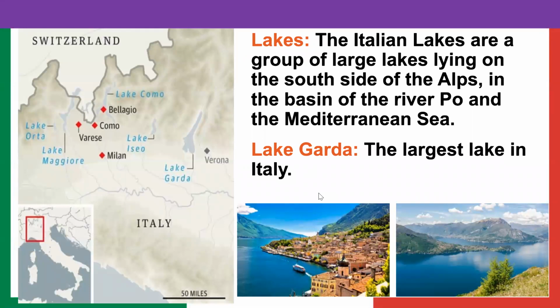We have quite a lot of lakes in Italy. So Italian lakes are a group of large lakes lying on the south side of the Alps in the basin of the River Po and the Mediterranean Sea. The largest lake in Italy is known as Lake Garda. We can see Lake Garda there. We can see some beautiful images of Lake Garda there as well.